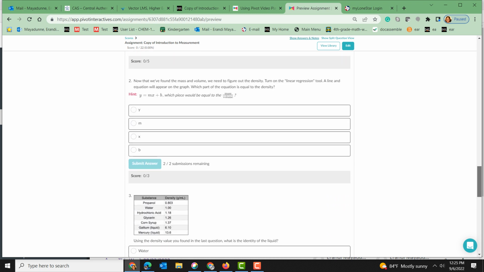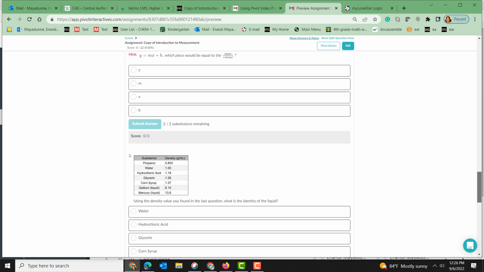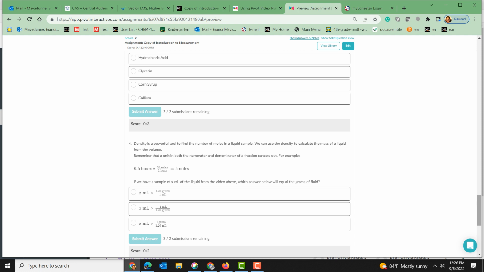And then you go down, and using the density value you found in the last question, what is the identity of the liquid? You have to find the closest number from the table, and then write the answer. And then I'm going to go down.